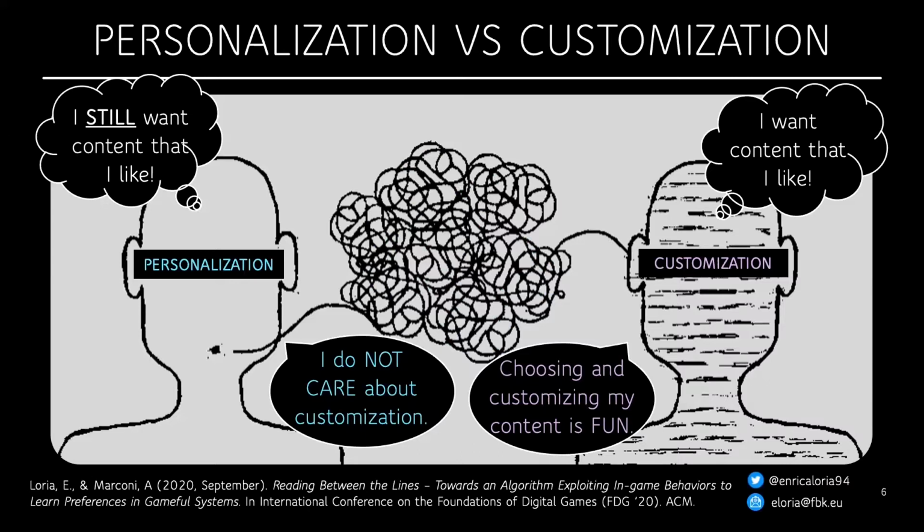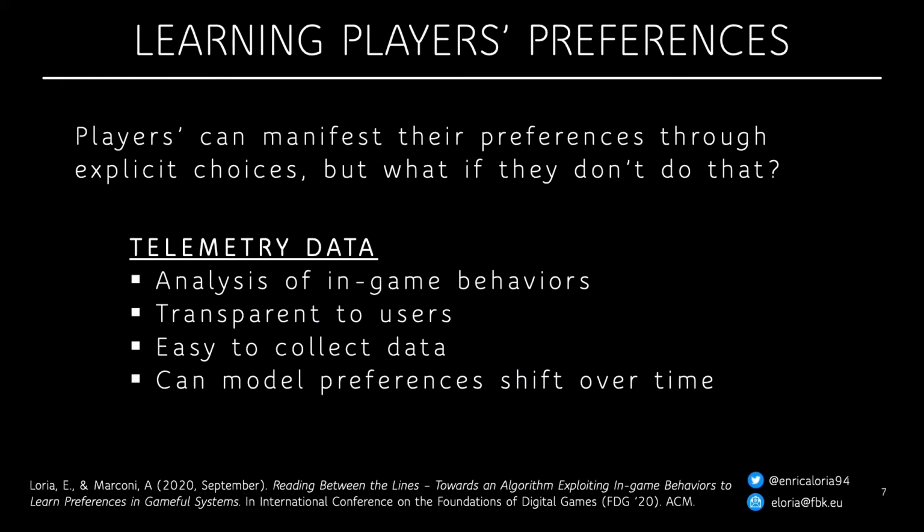As important is to consider how, while some players view customization as part of the fun game experience, and thus they explicitly manifest their preferences, another portion of users is indifferent, if not annoyed, by the possibility of making choices. Yet, also those users expect the game to modify itself to adapt to their tastes and skills. Therefore, a question arises. How can we learn player preferences without relying on players explicitly expressing them?